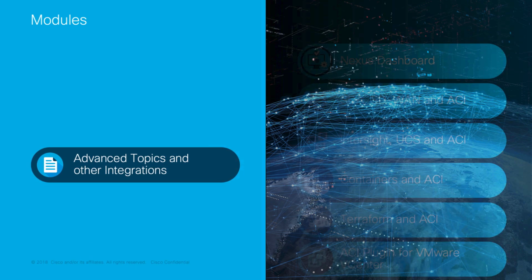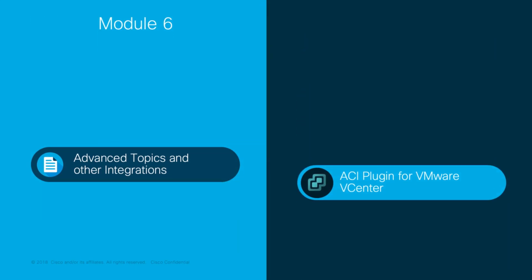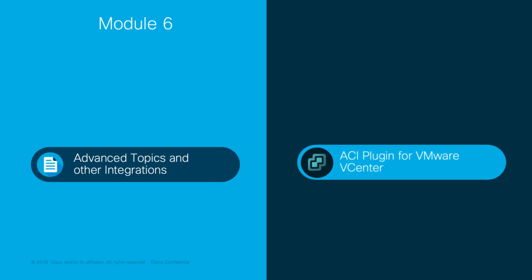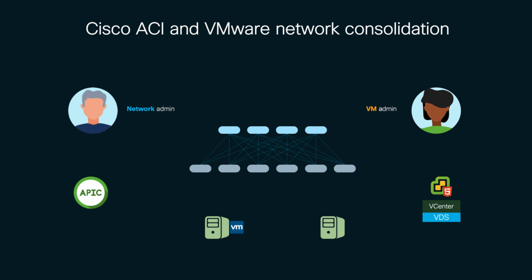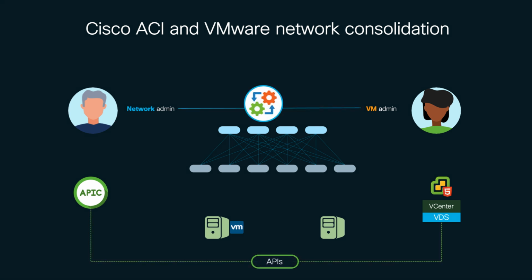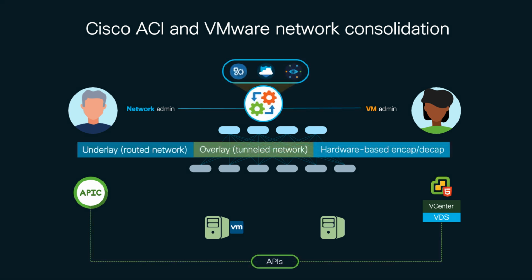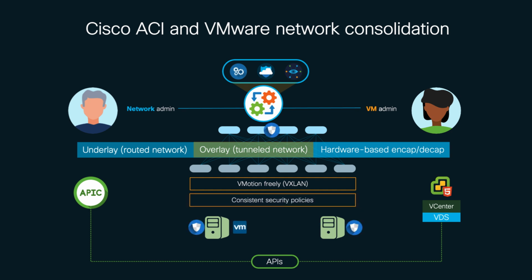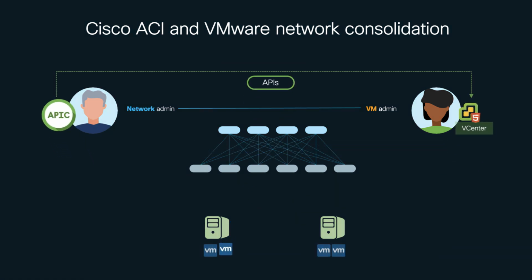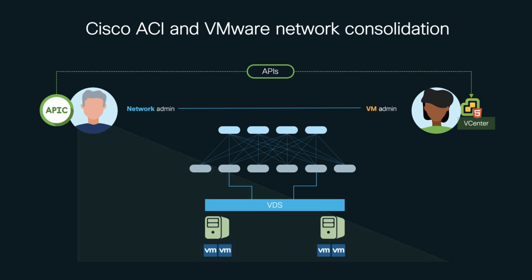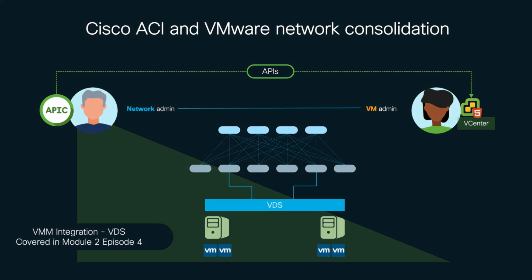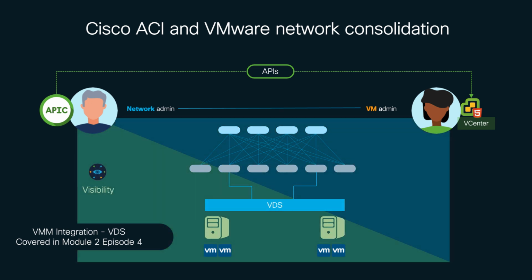In this video, we will cover Module 6, Advanced Topics and Other Integrations, ACI plugin for VMware vCenter. Through this learning series, we have learned how ACI can help both network and virtualization teams by consolidating and automating overlay and underlay networks, extending VM mobility across sites if needed, and enforcing consistent security policies across physical and virtual networks. In Module 2, Episode 4, we learned how to integrate VMware to ACI leveraging VDS VMM domains, which provide the network admin with extended visibility beyond the physical switch, simplifying troubleshooting and minimizing risk.